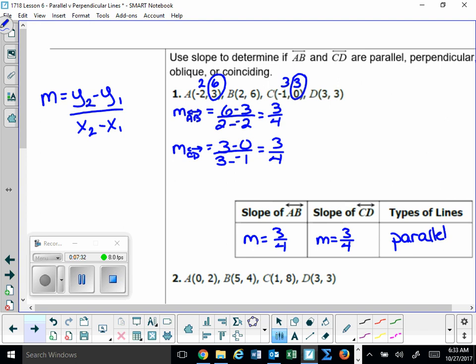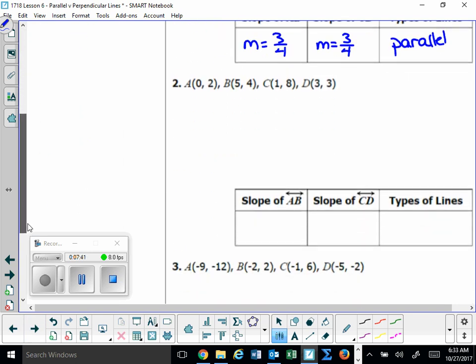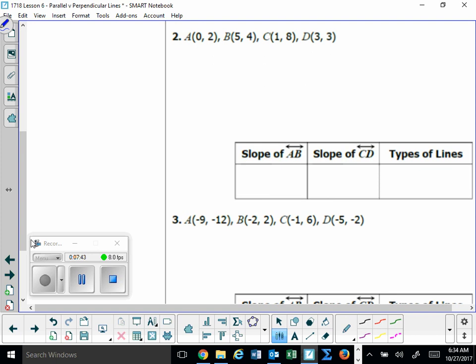All right, let's try another one. Sorry, I have to come over to the computer to move the board because the computer's not cooperating this morning.